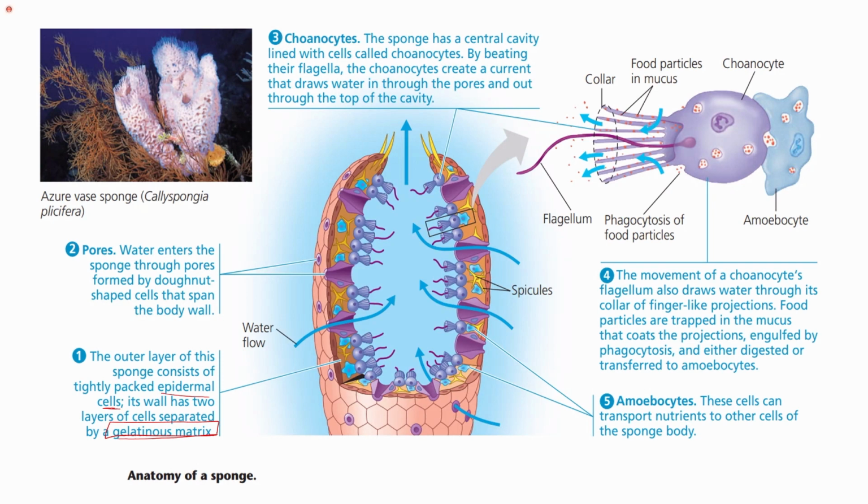And then we have pores. Water enters the sponge through the pores. We called these pores ostia, right? So water enters through them. Water enters through these pores and gets into the body cavity.